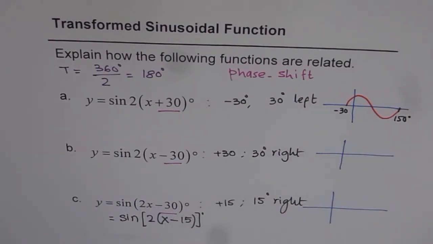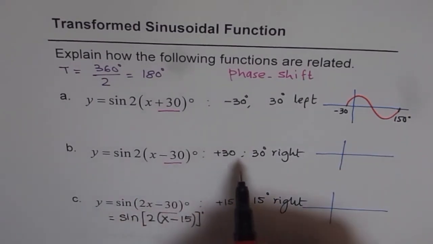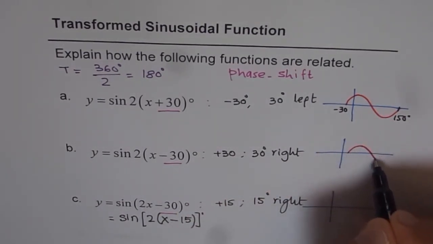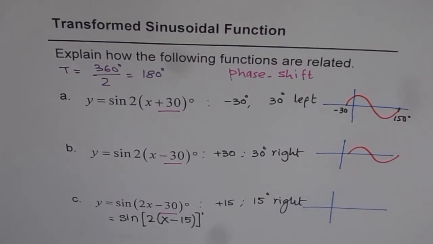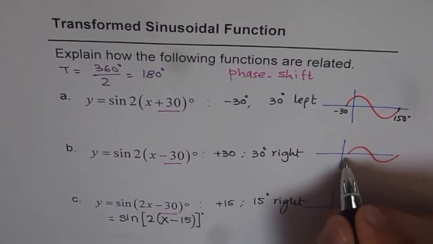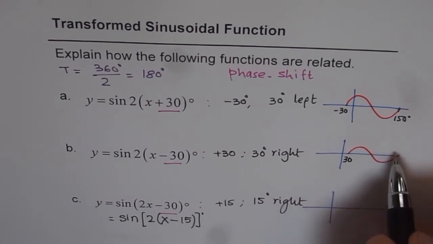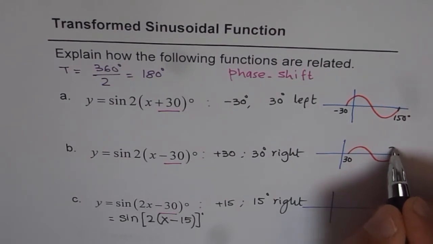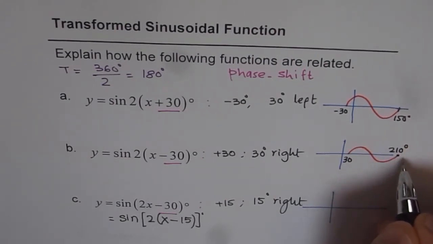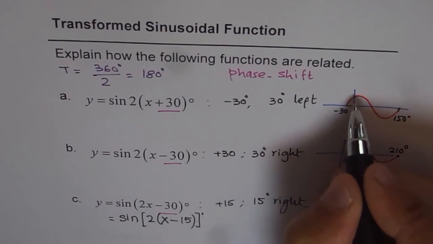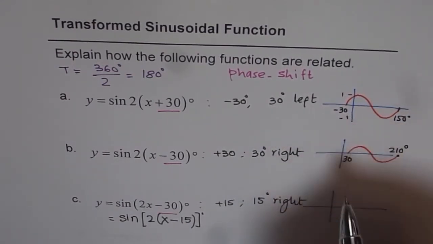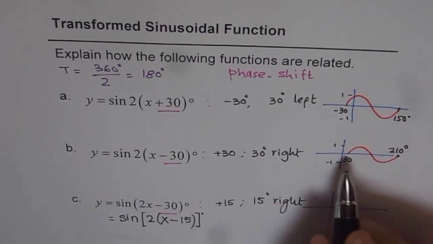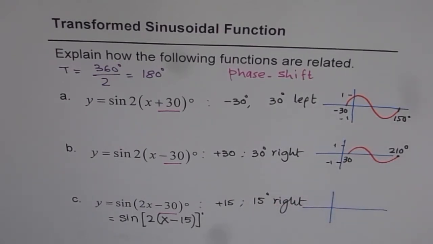Now for the next one, it starts after 30 degrees. So the first cycle actually starts from here, 30 degrees, right? So it will end at 180 plus 30, which is 210 degrees. And of course, in each case, the maximum will be 1 and the minimum will be minus 1. So that is how they are similar. Amplitudes and axes are all the same.